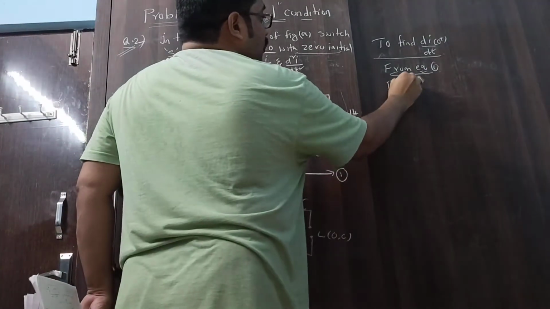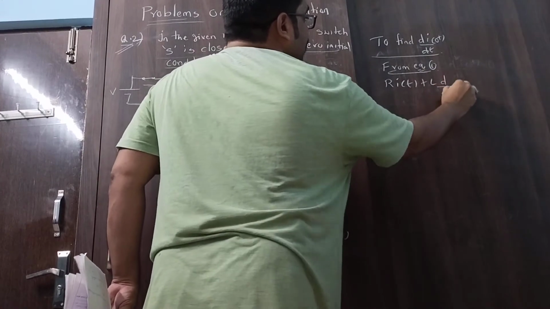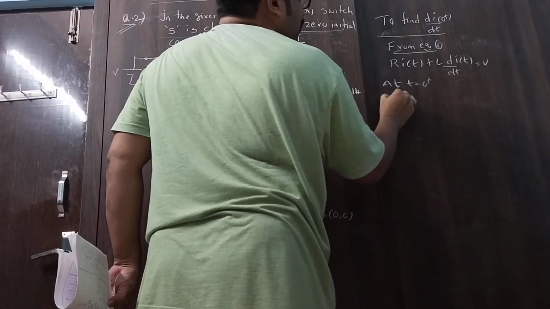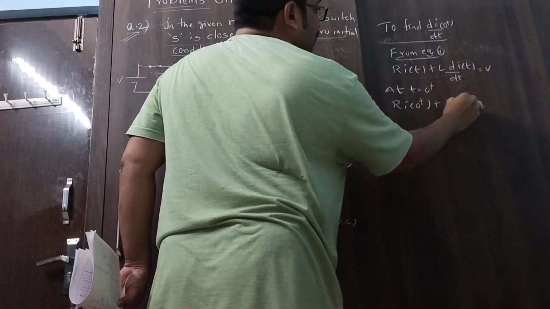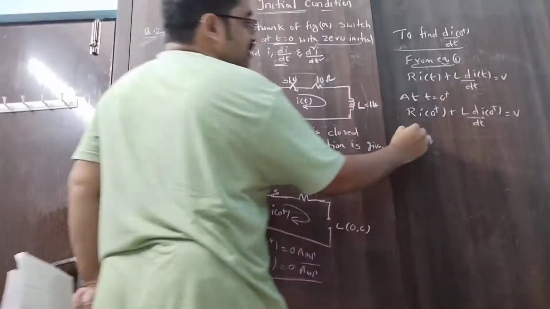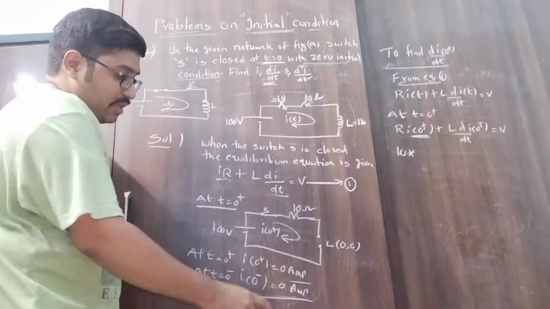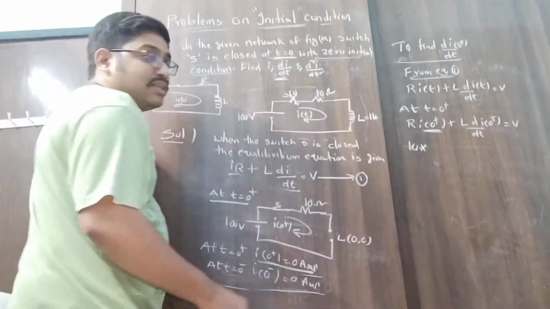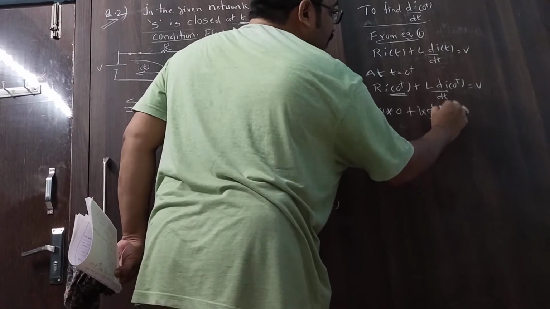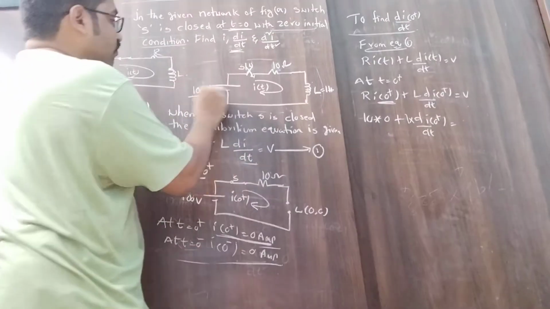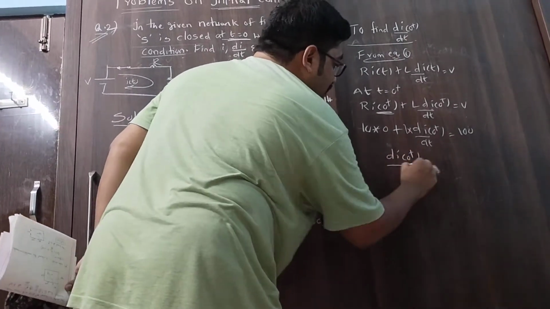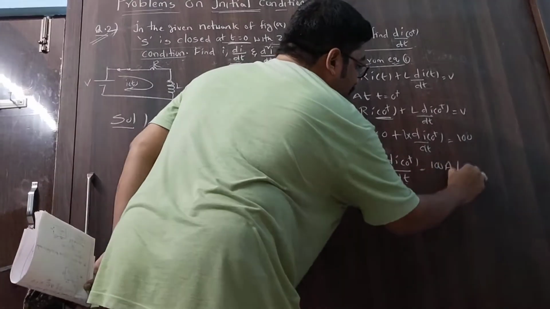Write the equation: R into I of t plus L into d divided by dt of I of t is equal to v. So at t is equal to 0 plus, R into I of 0 plus plus L into d by dt of I of 0 plus is equal to v. Resistance is 10, multiplied by I of 0 plus, which is 0. L value is 1, and the value of V is 100. Therefore, di of 0 plus divided by dt is equal to 100 ampere per second.